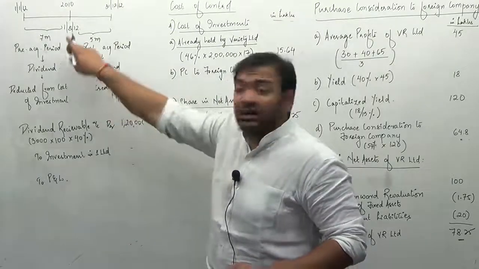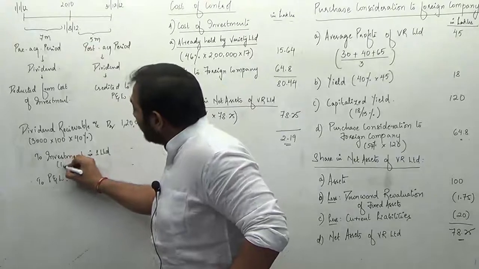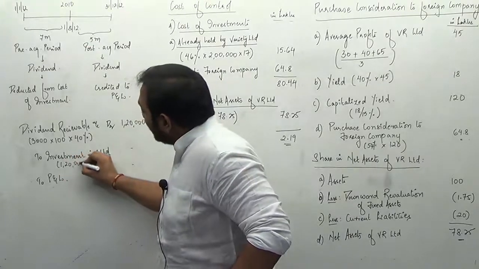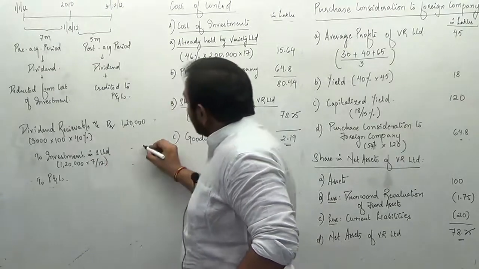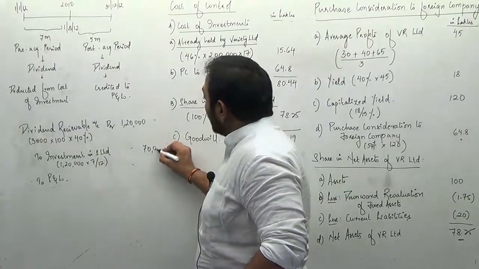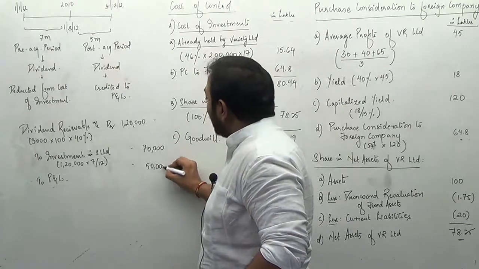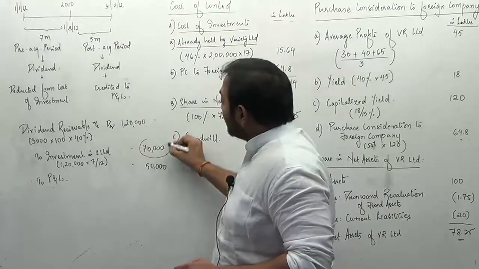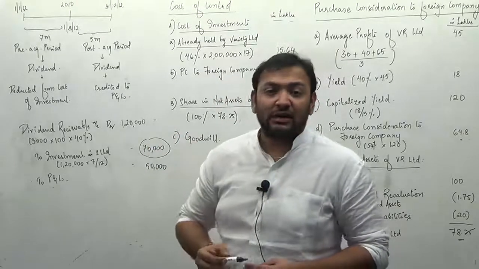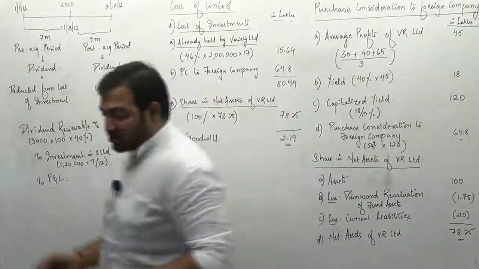Now, for the credits, credited to investment for pre-acquisition period. What is the pre-acquisition period? 7 months. So 120,000 is for the full year. 120,000 into 7 by 12. So 70,000 transferred to investment. Balance 50,000 should be taken to P&L because it is a dividend income. This 70,000 we call it as pre-acquisition dividend, which is credited to your investment accounts. So take on the entry and show the calculations.